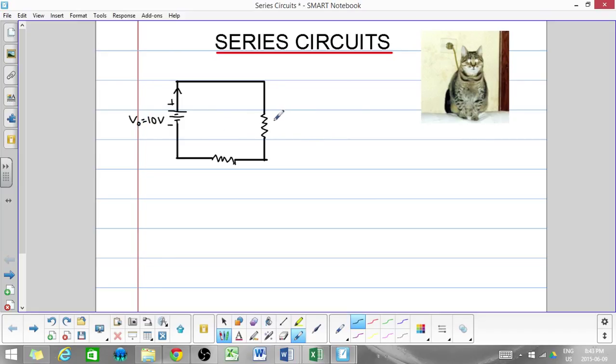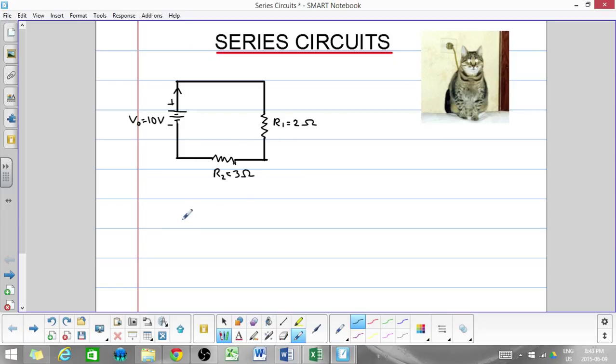And then here's our first load with a resistance of 2 ohms and our second load with a resistance of 3 ohms. So our goal here is going to be to find all the voltages, all the currents through this circuit. We're going to organize our solution in a chart.